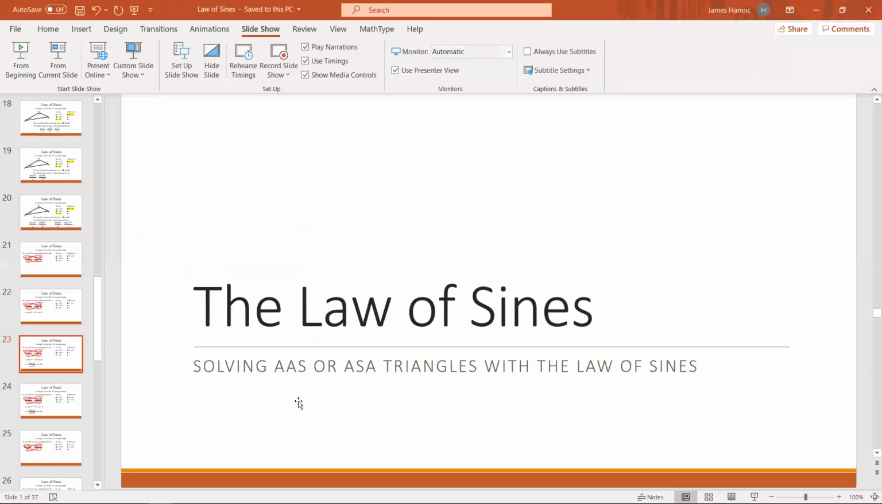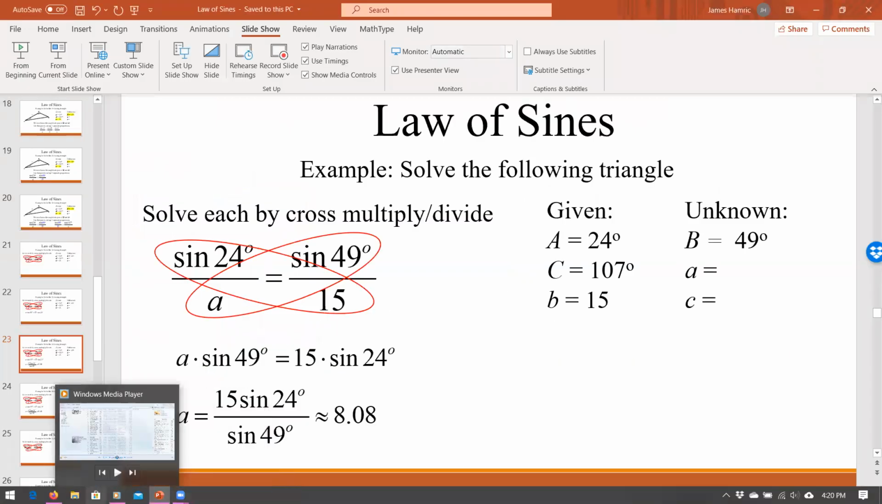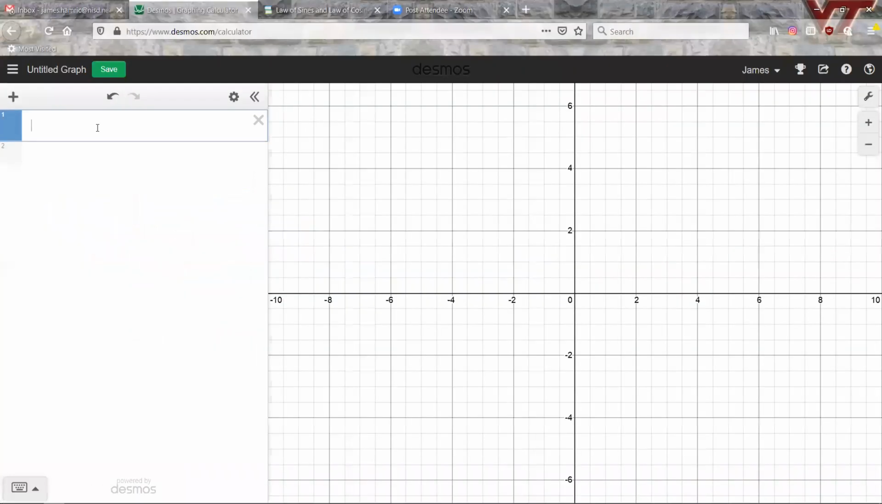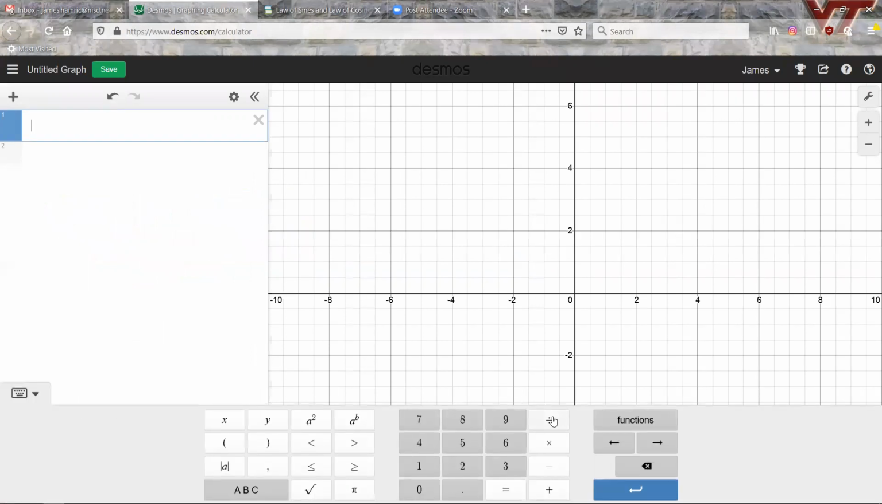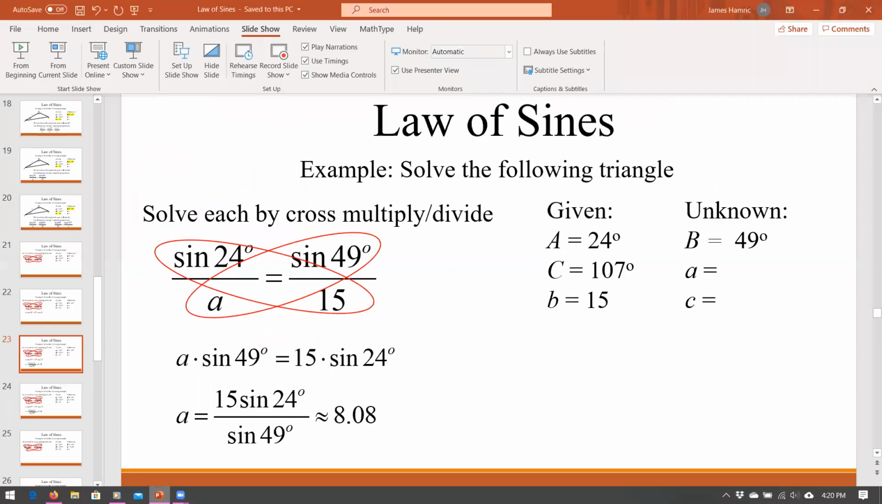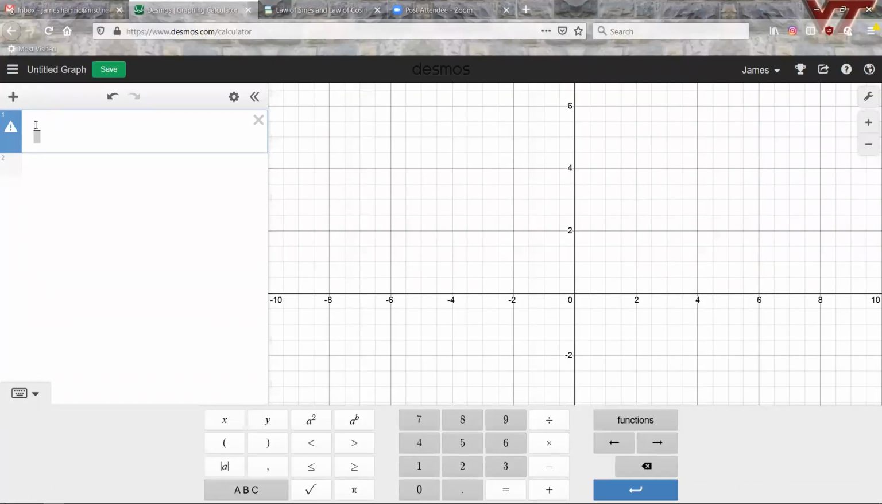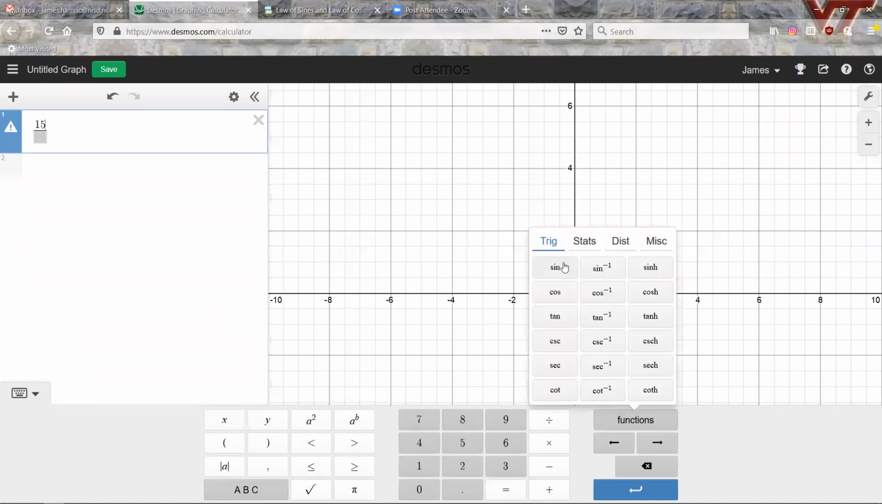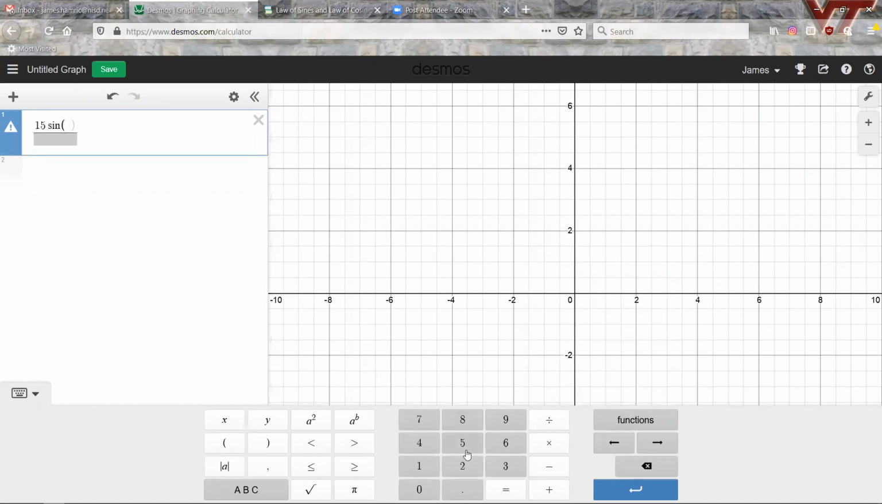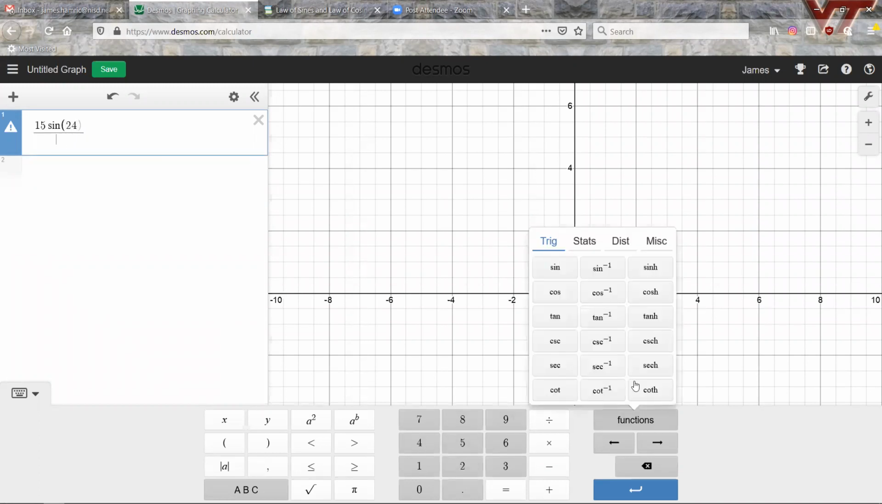Now I am going to show you what that looks like on Desmos. If you're on Desmos, you can bring up the keypad here. If you hit the divide key, that'll make a fraction for you. I'm going to double check my numbers, 15 sine 24. So we can put up here 15. You can go to your functions, put in sine 24, and then go down to the bottom, divided by sine 49.